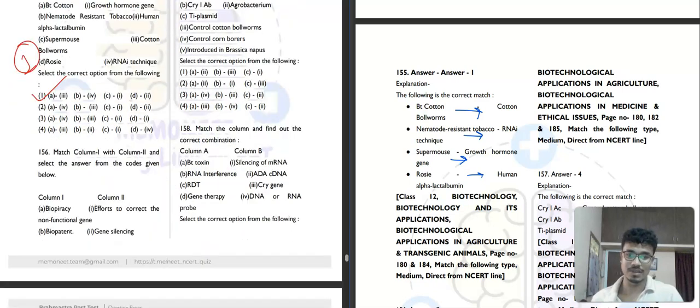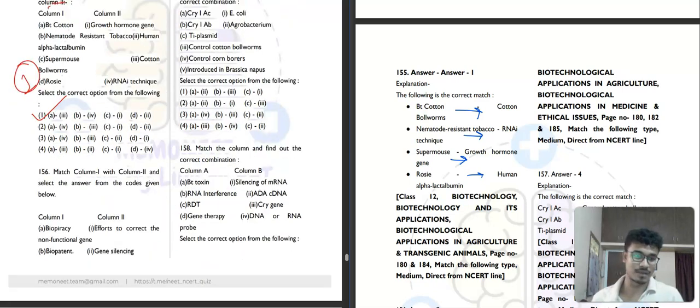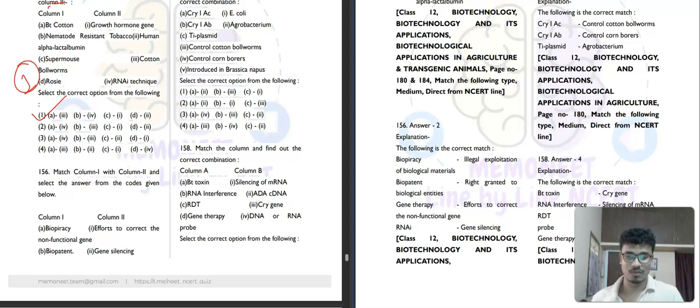Then question number 155. Match the column, same. So, we need to see. From this chapter, you will mostly get match the column type of questions. That's why so many match the column questions are given in your unit test.